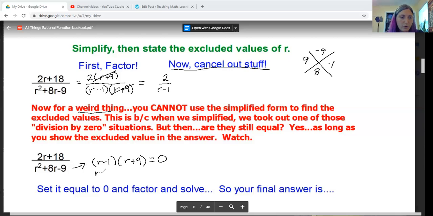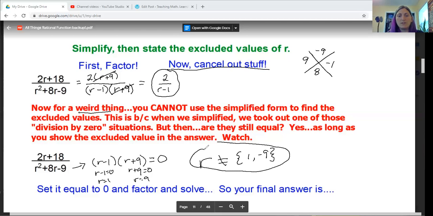So we have r minus 1 equals 0, and we have r plus 9 equals 0, and that means that r is equal to 1 and r is equal to -9, which means that r can, in fact, never be equal to 1 or -9. Those little brackets just mean the set of numbers it is never equal to, okay? So you've simplified here, but r can never be equal to these two numbers. Right?